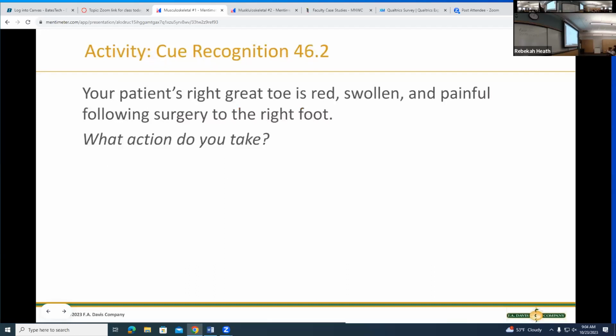Your patient's right great toe is red, swollen, and painful following surgery. What action do you take?